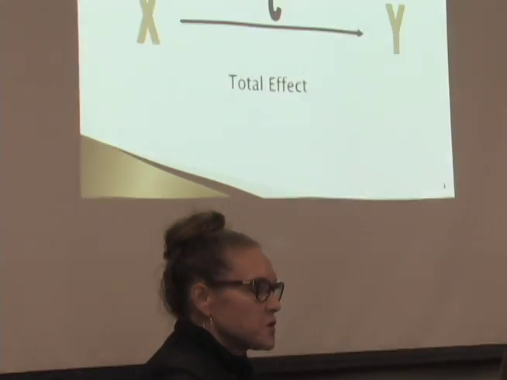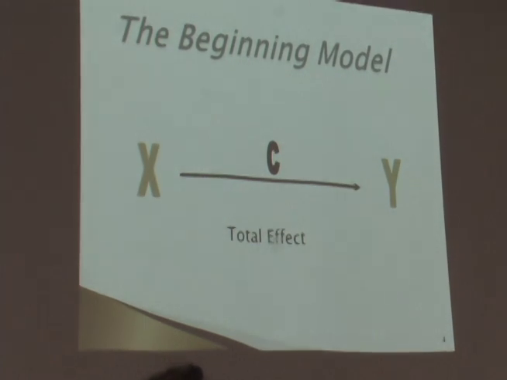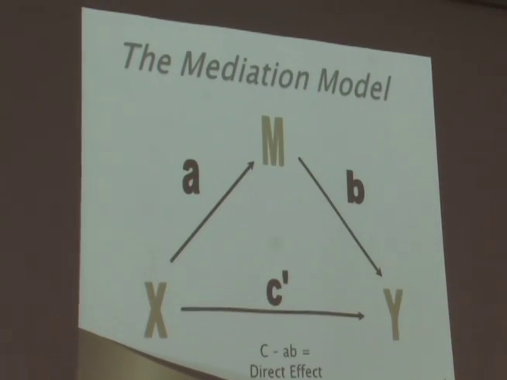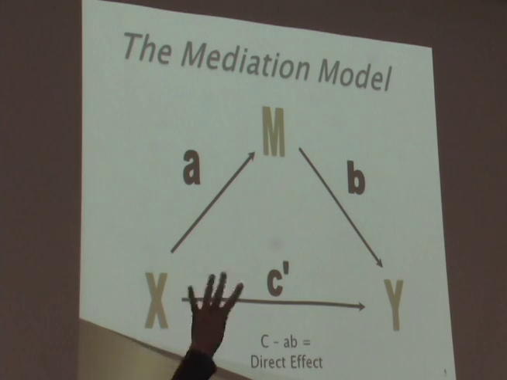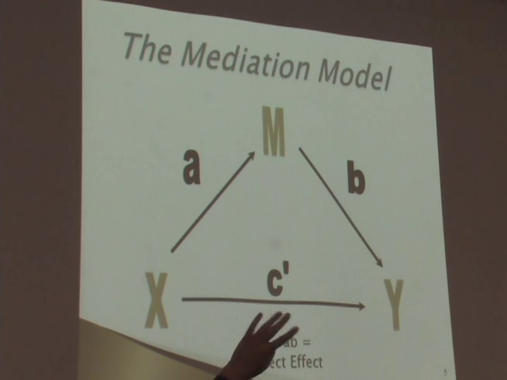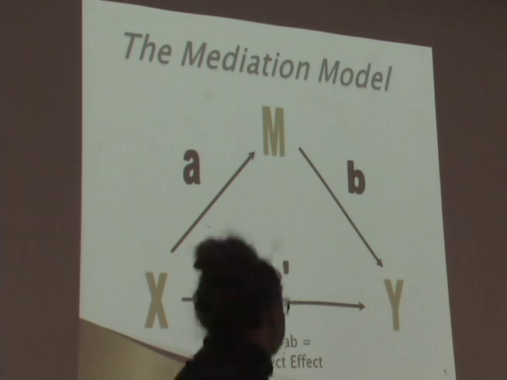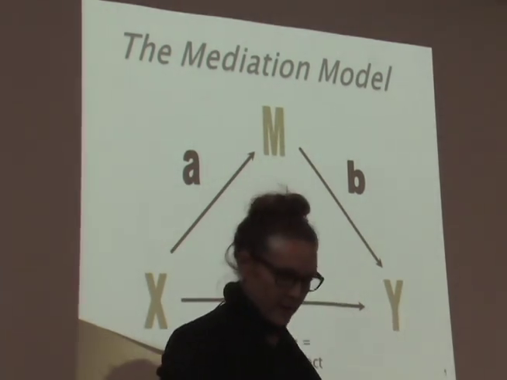So here's our beginning model, the X to Y total effect. Here's our mediation model, which is the X to M A path, the M to Y B path, the product of those coefficients. The total effect minus the product of those coefficients is going to give you C prime here, which is the direct effect.